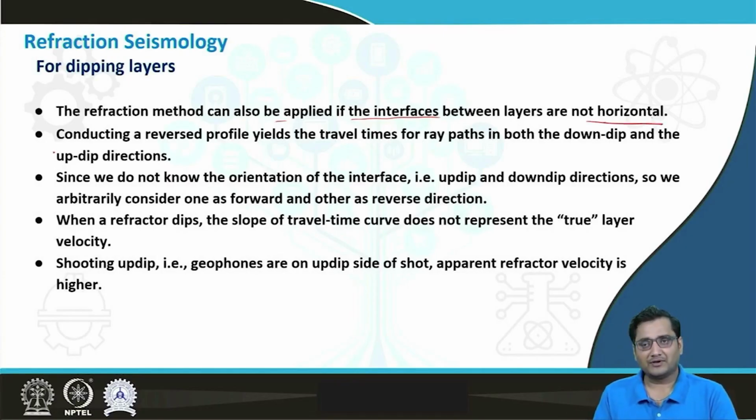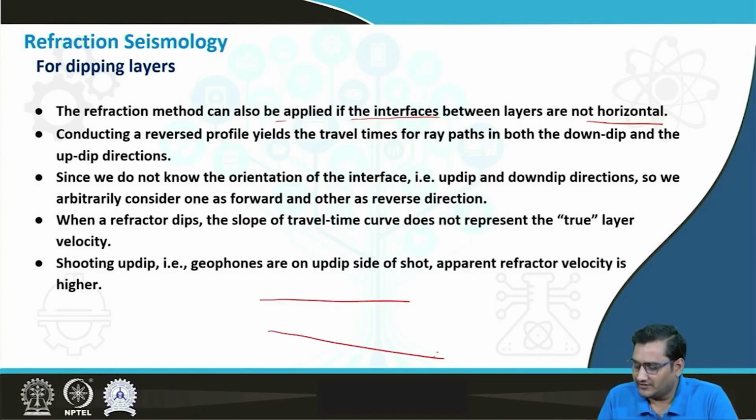For this purpose, suppose you have a surface and there is a dipping interface. For this dipping interface you want to find out what the velocity beneath is, how much dip the interface has, and what the value of the critical angle is, using the concept of the dipping layer method.